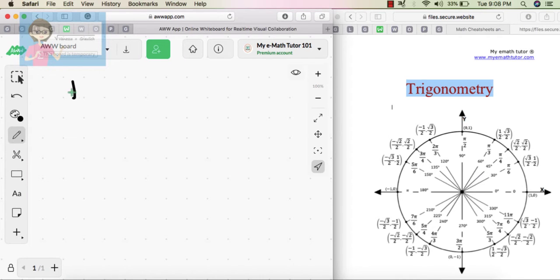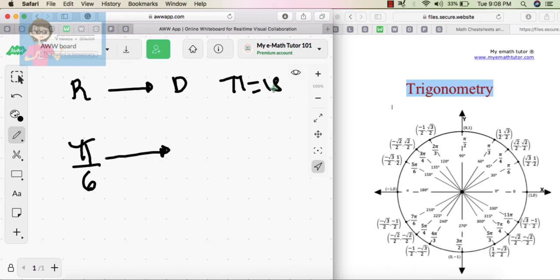Well, I think going from radians to degrees is much easier because look what you're going to do. Let's say that you have pi over 6. All what you're going to do, you're going to say that pi is equals to 180. So what you do is that you substitute, instead of pi, you do 180, and then you do 180 over 6, and that's equals to 30.